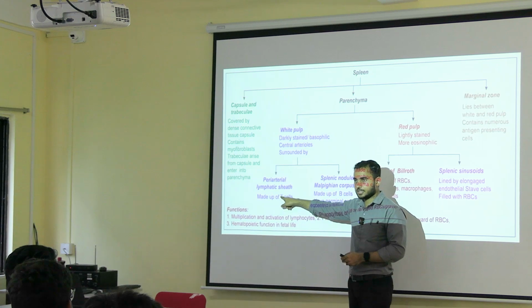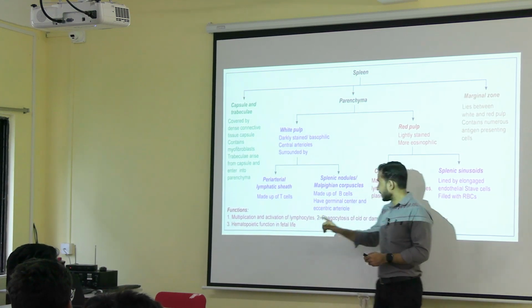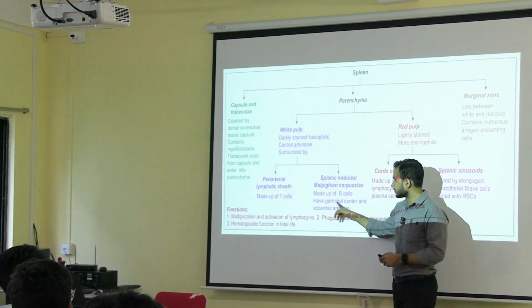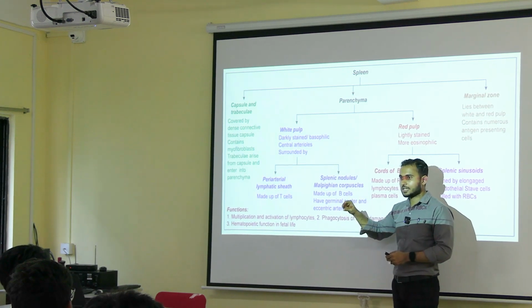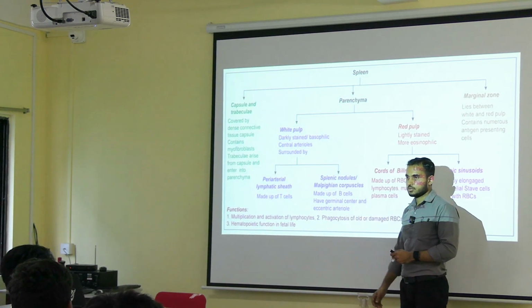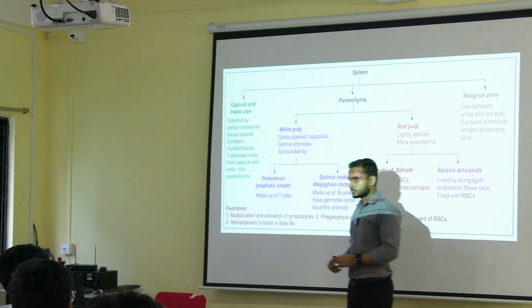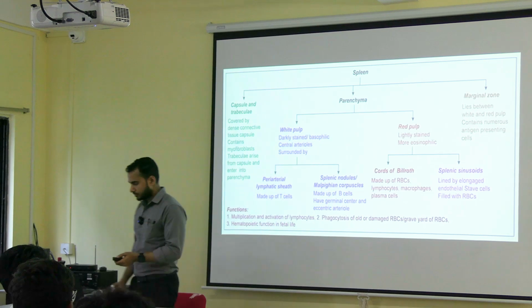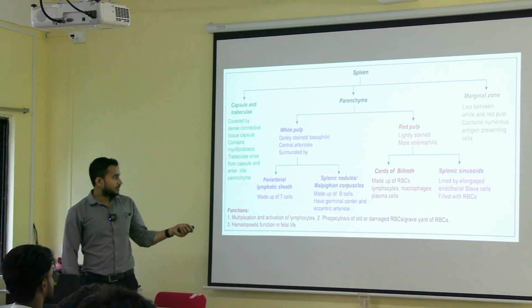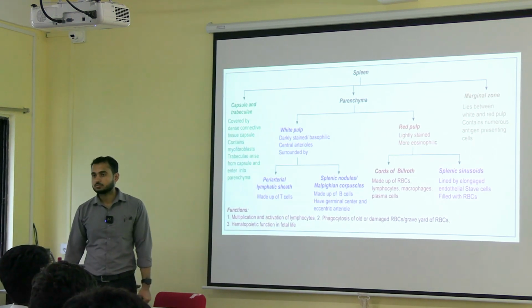That means the arteriole stays in the center. Okay? But in this case, due to the presence of the germinal center, the central arteriole is pushed towards the periphery. That's why it is an eccentric arteriole. Okay? Now, can anyone tell me what this germinal center is?